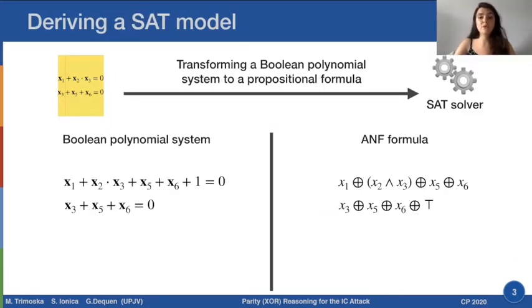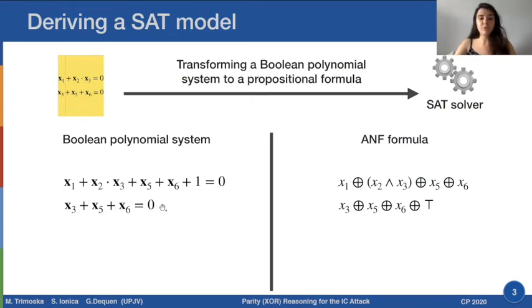So in order to use a SAT solver to solve this polynomial system, we need to first rewrite this polynomial system as a propositional formula. Now, SAT solvers usually take a CNF. However, as we said, it is often beneficial to keep the XOR constraints in the system. So we will first explain how to go from a Boolean polynomial system into an algebraic normal form.